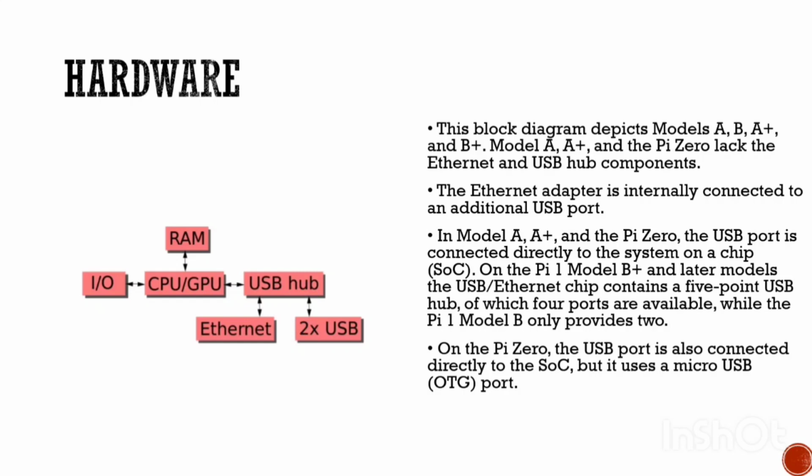In model A, A plus and the Pi Zero, the USB port is connected directly to the system on a chip. SoC means nothing but system on chip. On the Pi model B plus and later models, the USB Ethernet chip contains a 5-point USB hub, of which 4 ports are available, while the Pi 1 model B only provides 2. On the Pi Zero, the USB port is also connected directly to the SoC, but it uses a micro USB port.